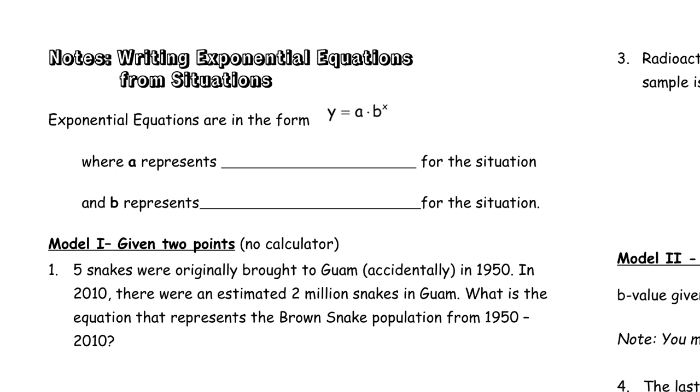Okay, so here we go. When you look at your exponential equation, we know it's a times b, right? A is, you're going to say the starting point? Okay, so I'm going to put initial. I'm going to put initial value. What else could we call it?